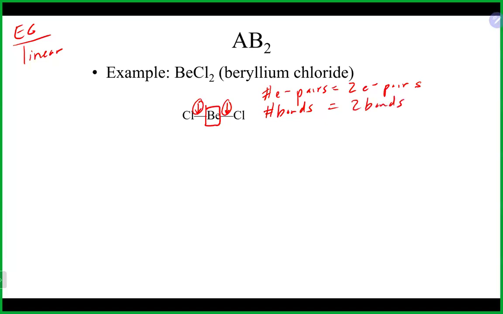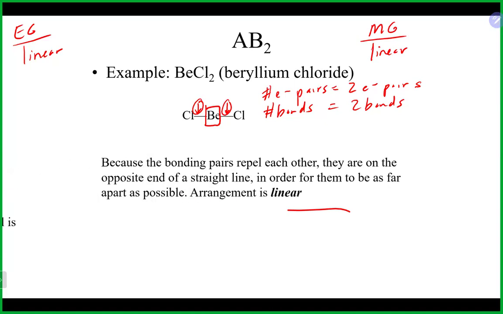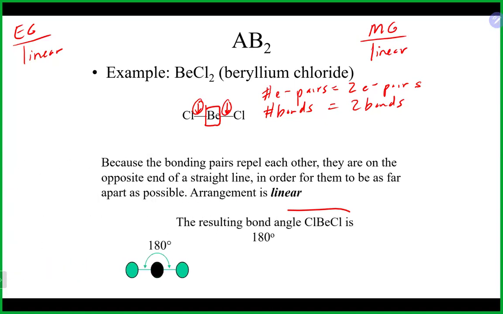So because these are bonded atoms, what ends up happening is as those electrons start to move, the atoms that are bonded to them move with them. So the atoms end up on the opposite sides of each other as well. And that gives us a molecular geometry name of linear as well. They will actually end up being about 180 degrees away from each other. So they'll end up with a bond angle of 180 degrees.